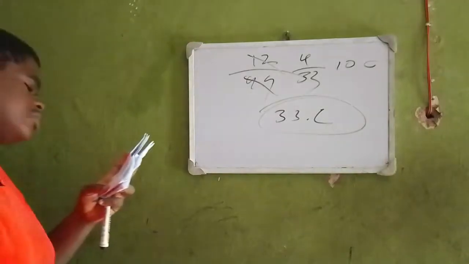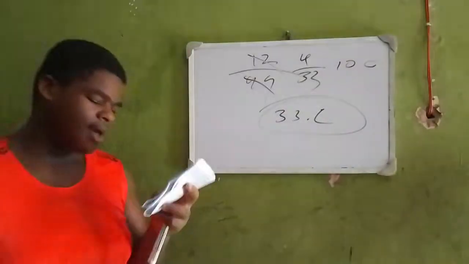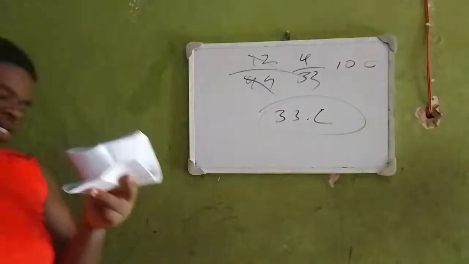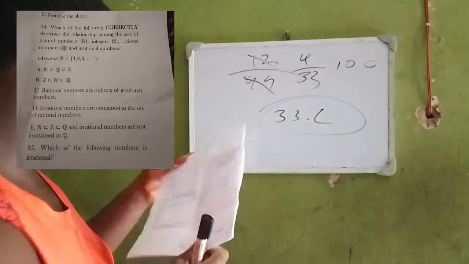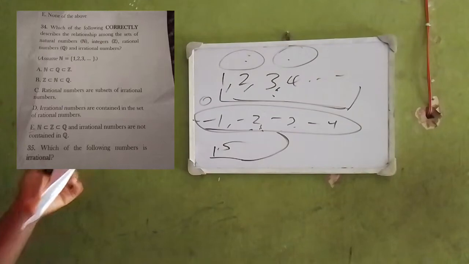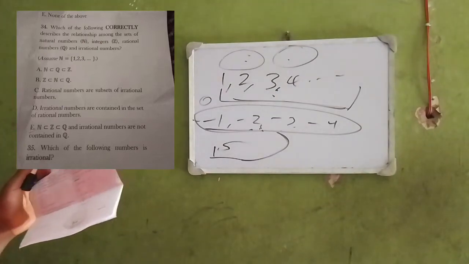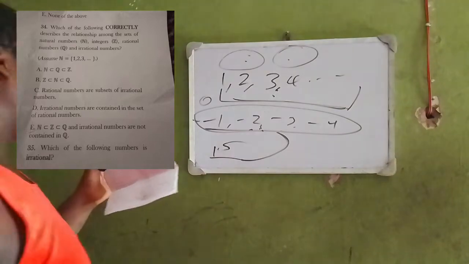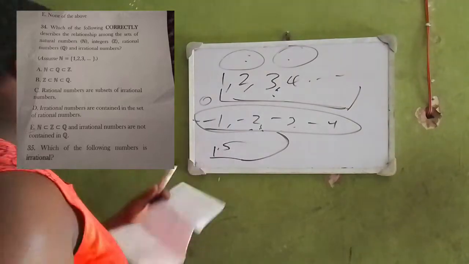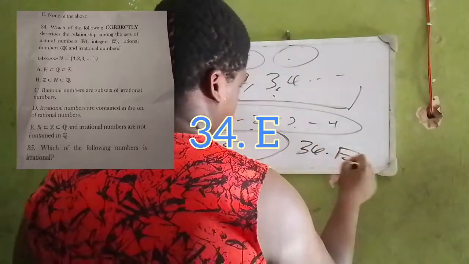Which of the following correctly describes the relationship among the sets of natural numbers, integers, and so on? The only correct answer here is going to be option D, no, option E, which says natural numbers are inside the set of integers, which are inside the set of rational numbers, and irrational numbers are not contained in rational numbers, and that is correct. Option E is correct. So we have question 34, option E.